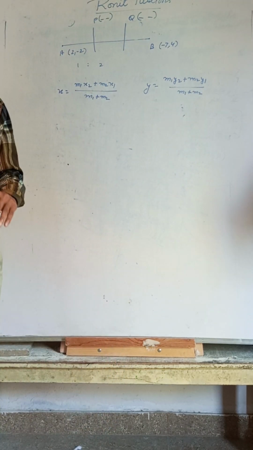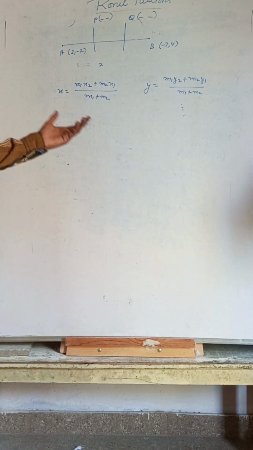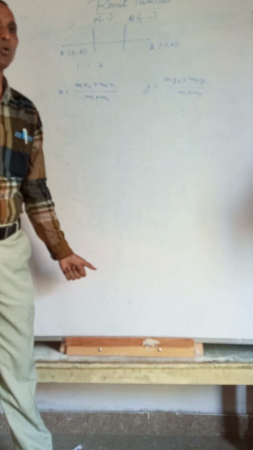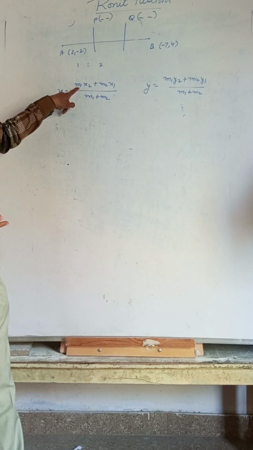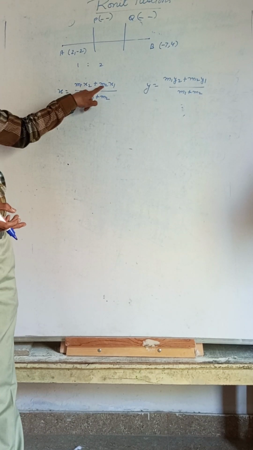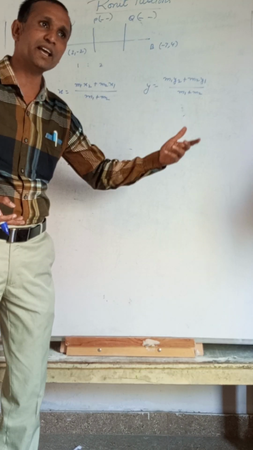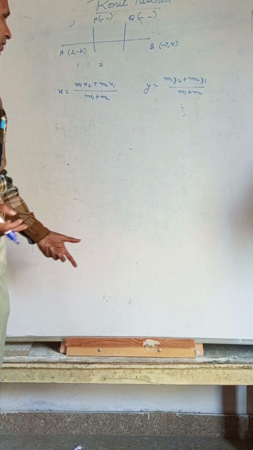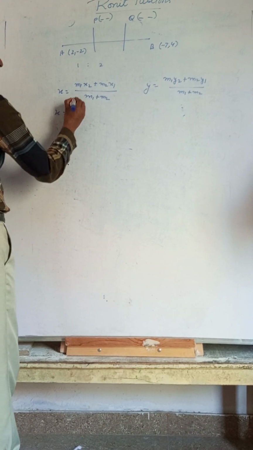Sometimes m and n are given, or p and q, or any other letters. So the 1 and 2 written here, you can change. Whatever values p and q come, instead of m1 you write p, and m2 is equal to q. If m and n are given, then m1 is equal to m and m2 is equal to n.